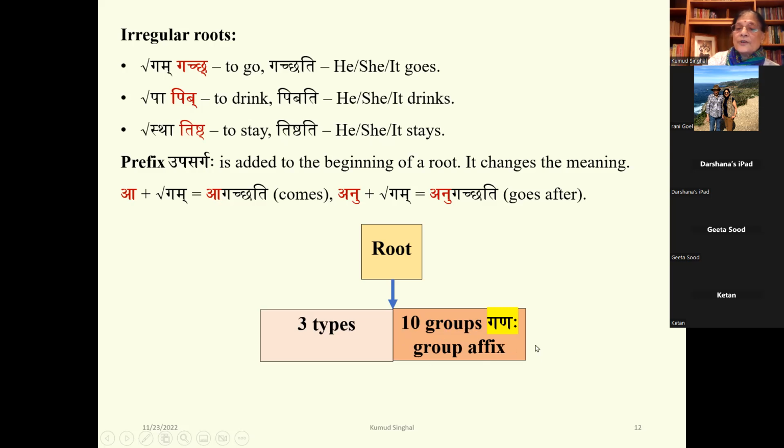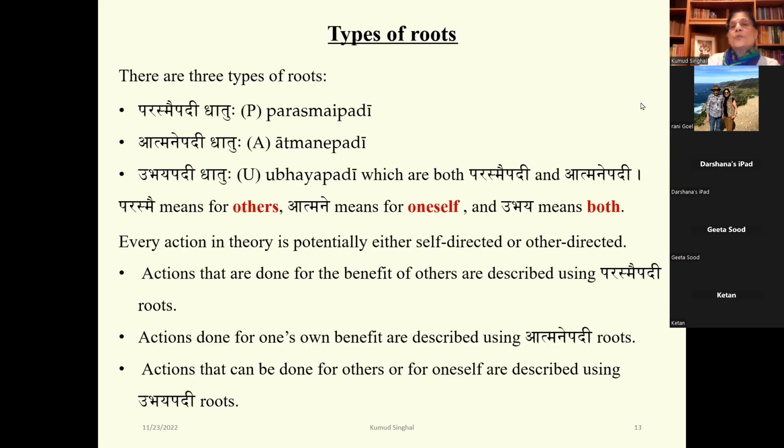So a root belongs to one of the 10 groups, and each group has its own affix. The reason for doing this is that dhatus in a particular group behave in the same manner. So a root is of 3 types, and it belongs to one of the 10 groups, and these groups are called ganaha. I have used the word affix, it could be suffix also. Okay.